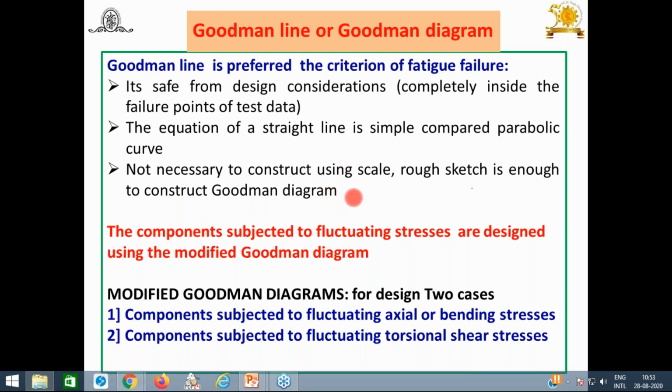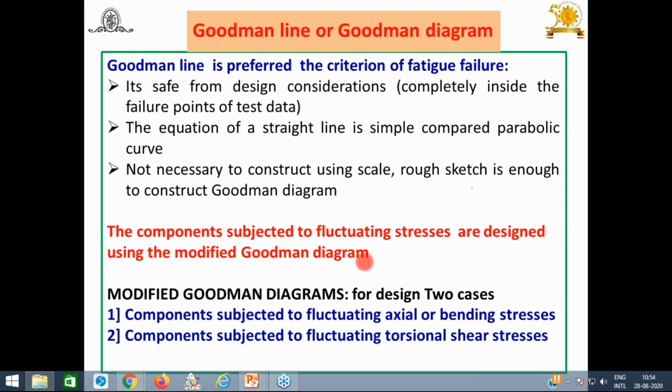And I have already told, the fourth point is the Soderberg line is more conservative. And here, no need to consider even the yield point also, more conservative. That's why no need to consider the Soderberg line. And that's why the Goodman line is preferred as the criterion of fatigue failure. So when a component is subjected to fluctuating load, what is the criterion? Goodman line or modified Goodman diagram is the criterion. Therefore, we are going to use the criterion of a modified Goodman. Why modified? I will explain.